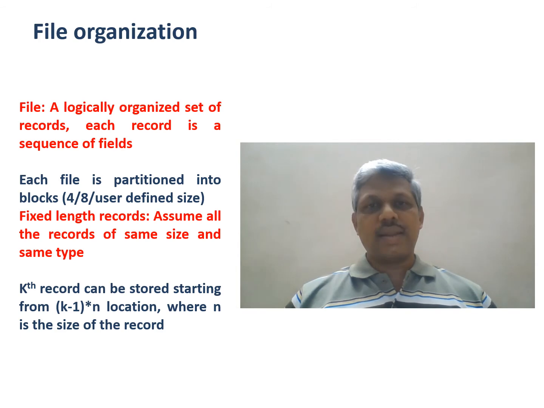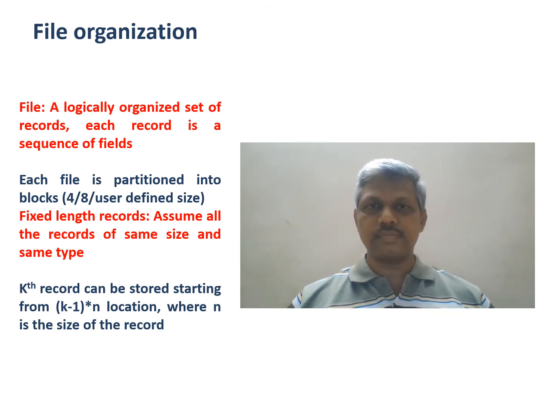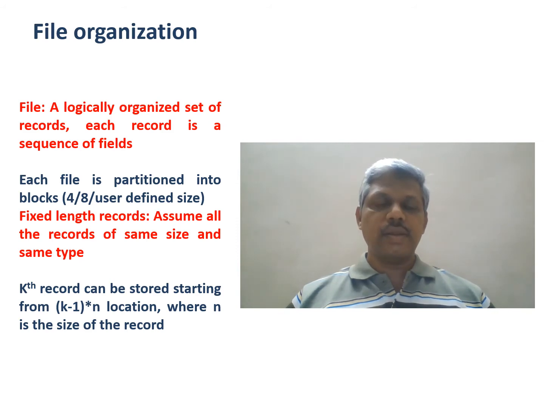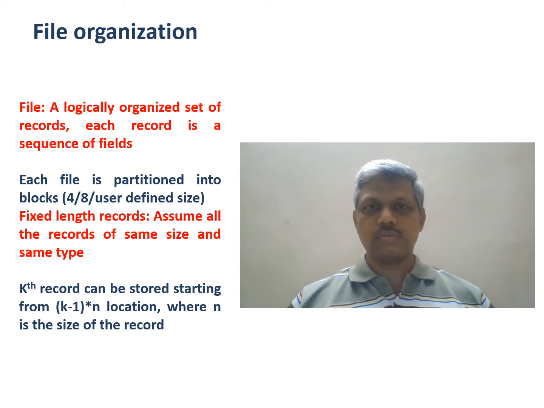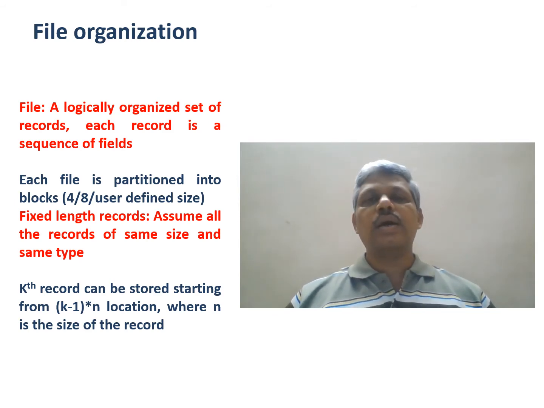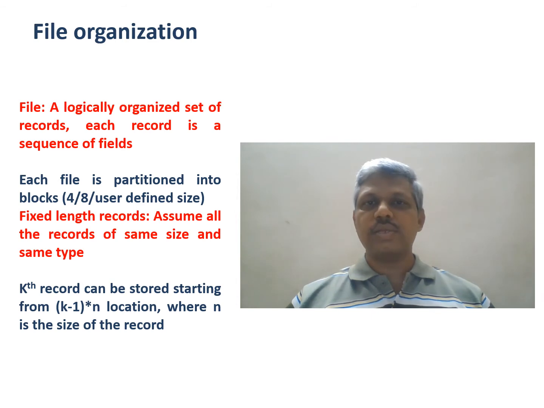A logically organized collection of records can be thought of as a file. It's again an abstract view of data collection. It is named as a file, and every file may contain several pages. It depends on the DBMS which holds a number of pages in a file, and each file can be partitioned into blocks or pages, of course. The typical size may vary from 4 bytes or 8 bytes, or sometimes user defined sizes can also be defined.